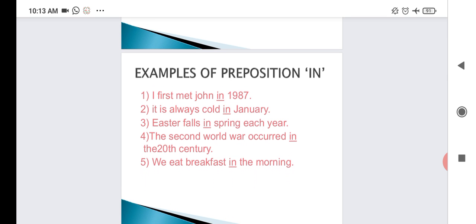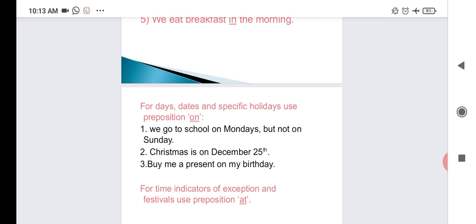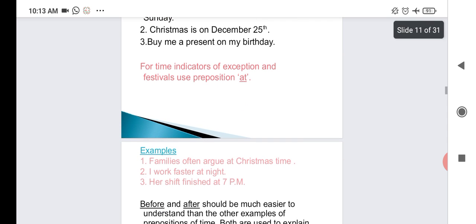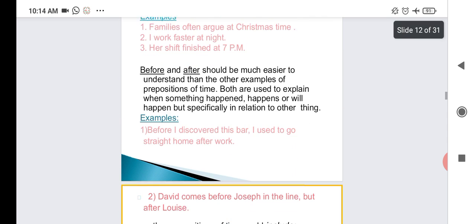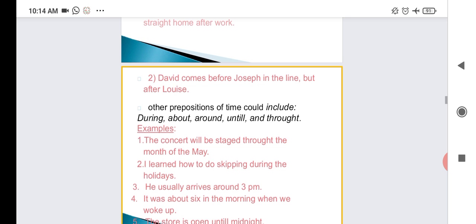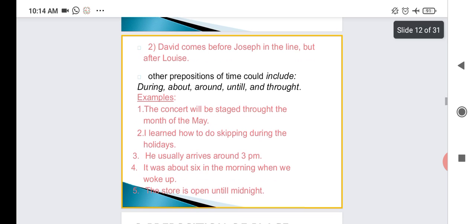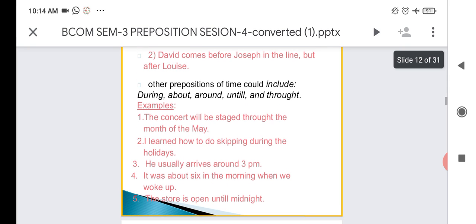For example, we observed in, then on, and for at we observe these different prepositions. Even from the examples of through, during, around, until, we understood time prepositions.